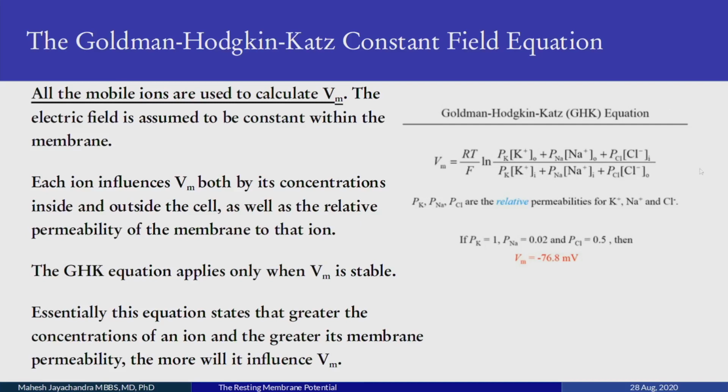The equation in all its glory is on the right. You have the resting membrane potential, our old friends RT by F, and then the natural log, and now P stands for permeability. So you have the permeability of potassium outside, inside, then sodium outside, inside, and chloride outside, inside. PK, PNa and PCl are the relative permeabilities of potassium, sodium and chloride. If you plug in these numbers, where PK is assumed to be 1, PNa is 0.02 and PCl is 0.5, then your Vm reduces to minus 76.8 millivolts.